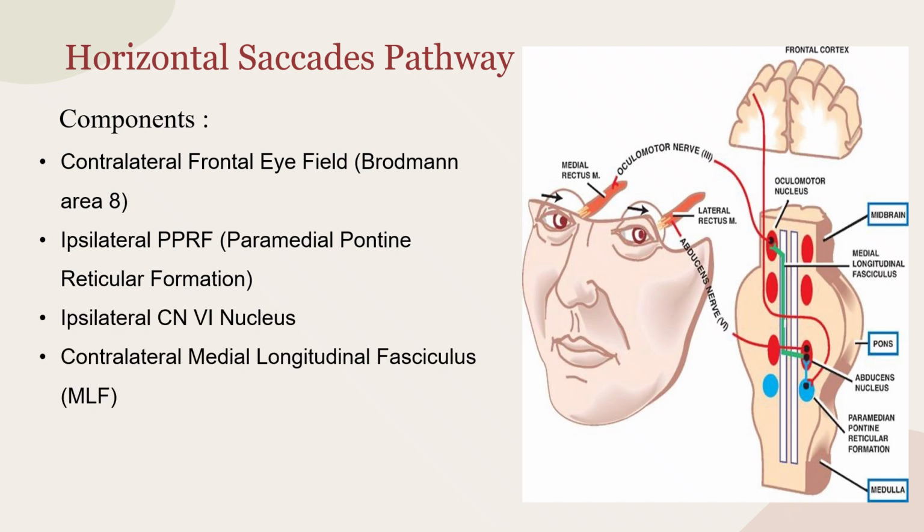If we look at the horizontal saccades pathway, the terminologies we have to learn start with the frontal eye field. The frontal eye field involved is of the contralateral side, then the PPRF of the same side, the cranial nerve sixth nucleus of the same side, the medial longitudinal fasciculus of the contralateral side, and the cranial nerve third nucleus of the contralateral side.